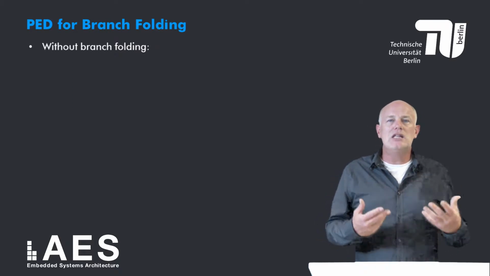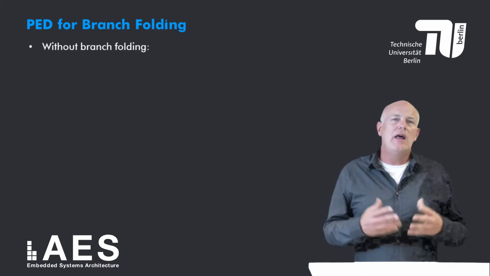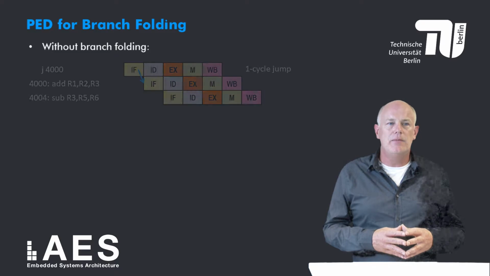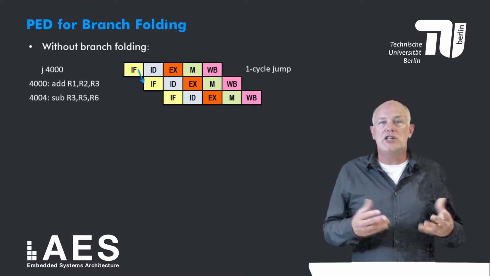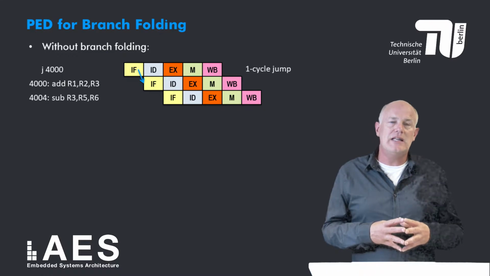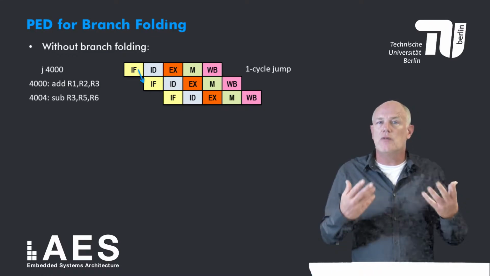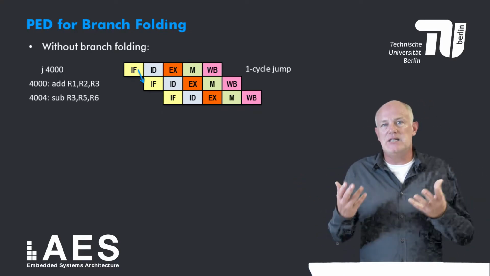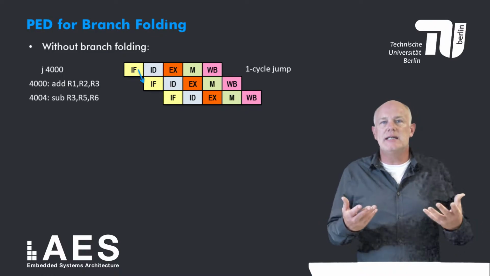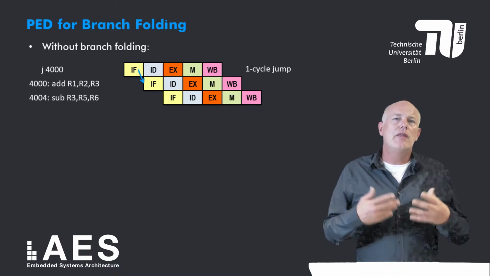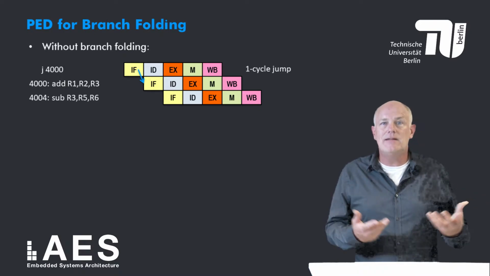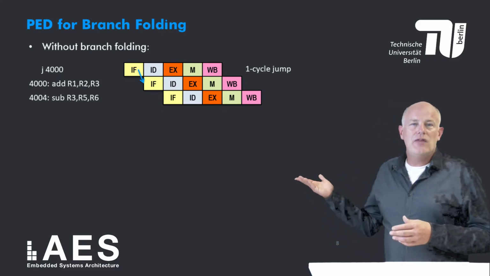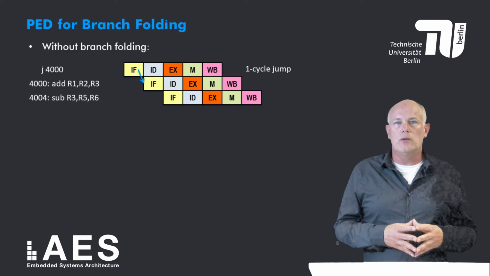On this slide, I will illustrate using pipeline execution diagrams that branch folding executes jumps in 0 time on the canonical 5-stage pipeline. Without branch folding, but with a branch target buffer that predicts branches in the instruction fetch stage, the effective cost of a jump would be 1 cycle, as this pipeline diagram illustrates. The jump is fetched and predicted in cycle 1. Since it is a jump, it will always be correctly predicted. The target instruction, in this example an add, is fetched in cycle 1, and the instruction after the target instruction, in this case a subtract, is fetched in cycle 2.